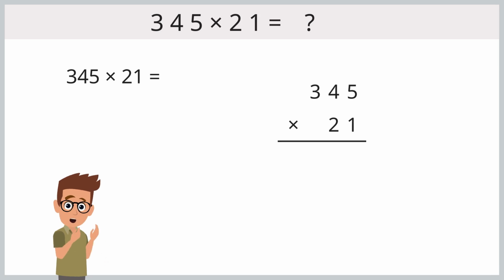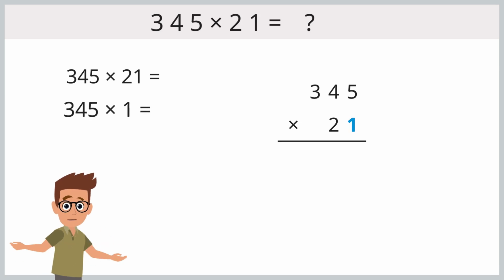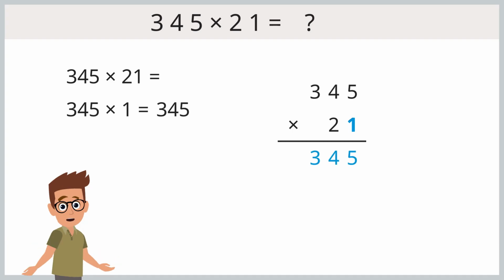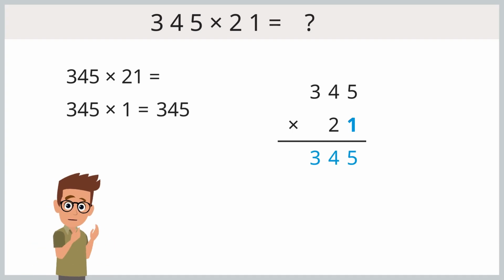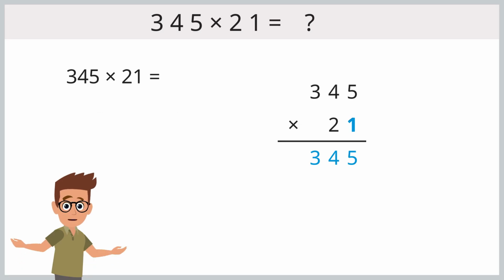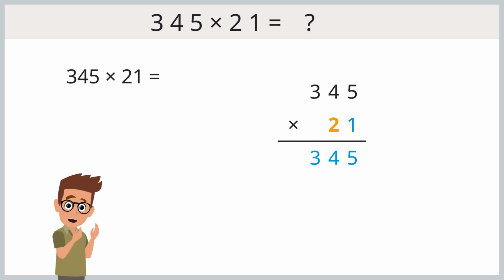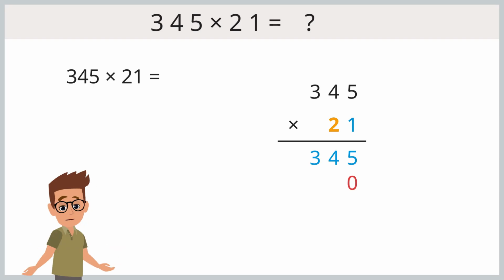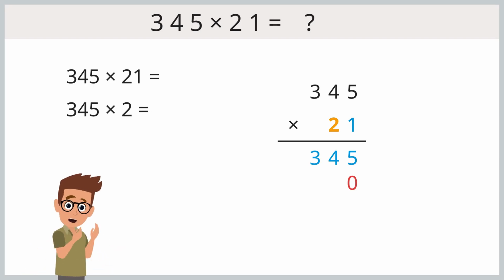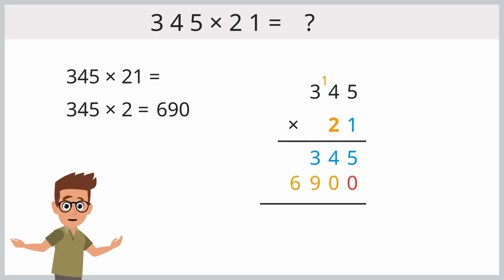First, we multiply by the ones. 345 times 1 is equal to 345. Then, we multiply by the tens. Since we're multiplying by tens, we add a placeholder 0 in the ones place. 345 times 2 is equal to 690.